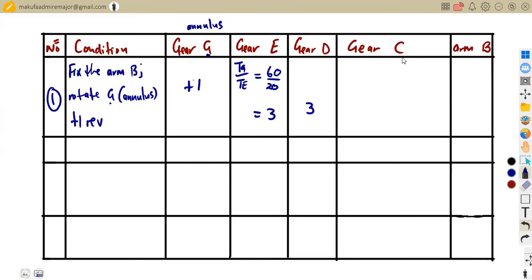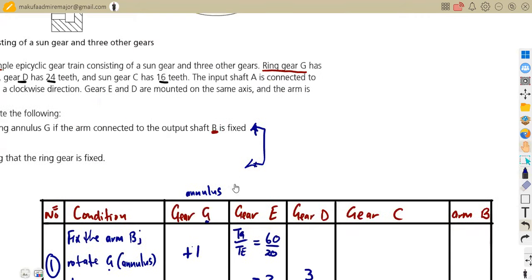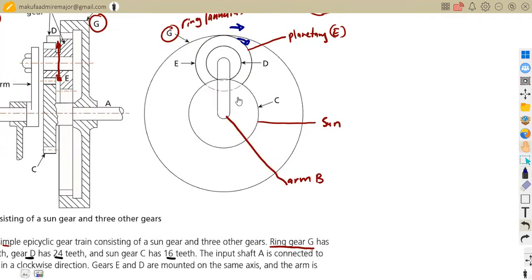But now if you consider C, let us consider what is happening with the C, which is our sun gear in this case. C, if we take note, we said in order for the ring to be considered, it starts from the sun gear. So meaning to say the previous condition that we had between the ring gear and the planetary is going to maintain as it is. Remember, we said it's going to be TG, the annulus, which is the ring gear, over the planetary, which is TE.